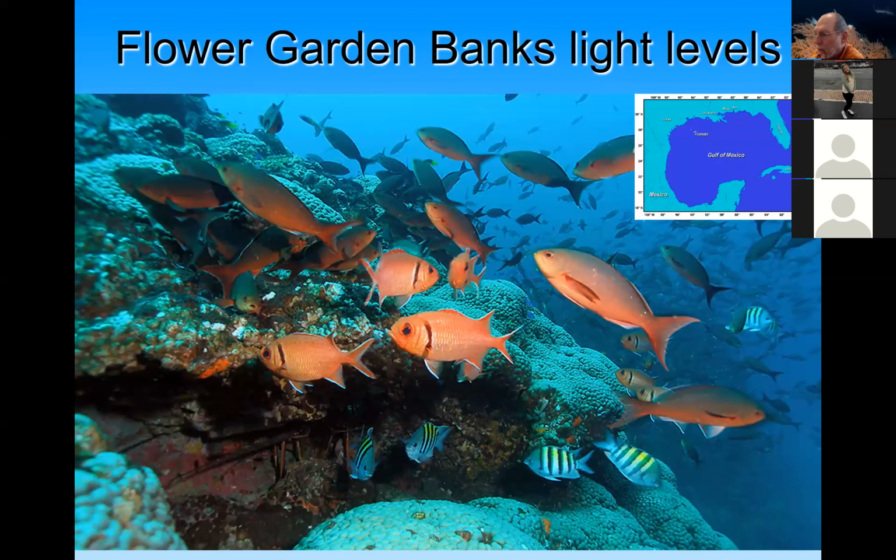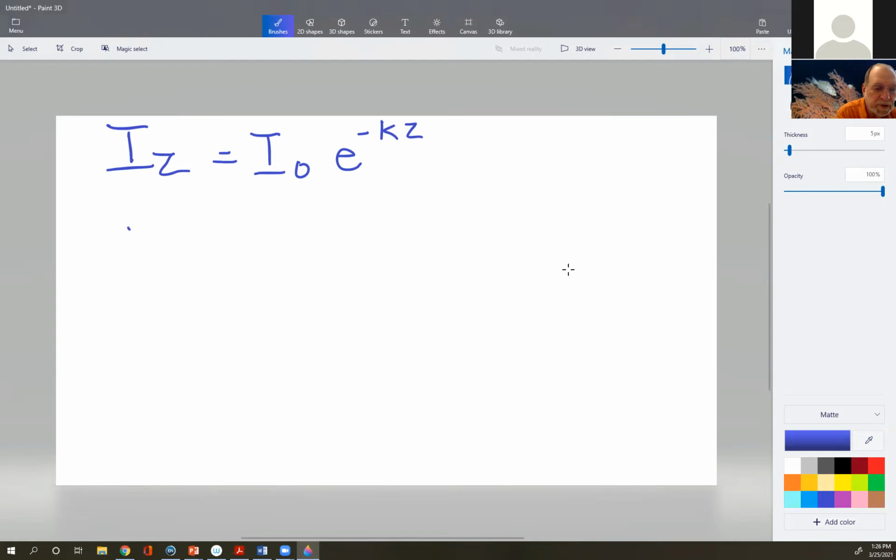So our expression is I at some depth is equal to I at 0 depth times e to the negative K times Z. All right, so if we want to calculate what this is, we're saying here that 0.2, which is what we measured at the bottom, is equal to 2 times e to the negative KZ. And if we want to get this, we divide both sides by 2, so we get 0.1 is equal to e to the negative K times Z.